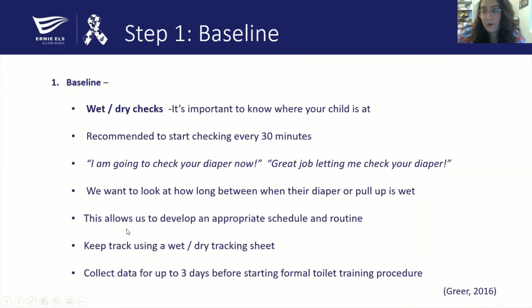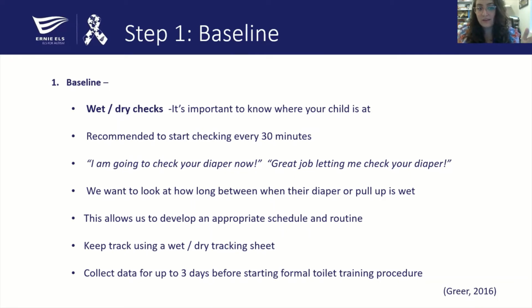So step 1, what is step 1? Step 1 is baseline. This means that you haven't taught anything yet, that there are no skills already embedded in that child's routine around toileting, that they are really a blank slate with toileting. So here you're starting with wet, dry checks. It's important to know where your child is at. So we recommend starting every 30 minutes or so, just saying something along the lines of, hey, I'm going to check your diaper now. And just jotting down what time they were wet and what times within 30 minutes they were dry, because this will help inform the procedure that we ultimately put in place.